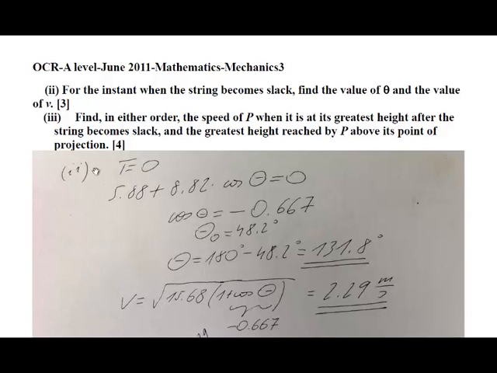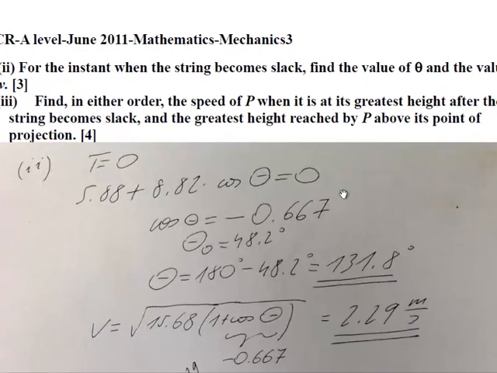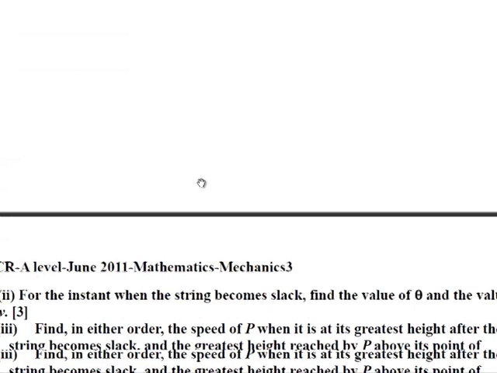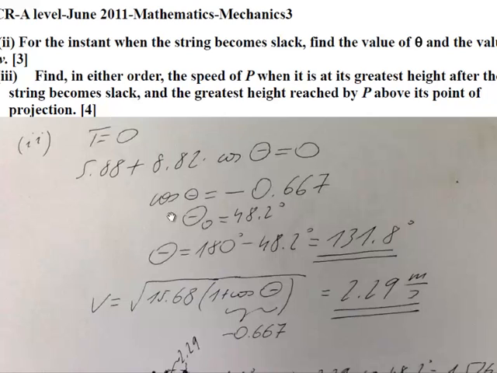So the tension is equal to 0. We use our previous solution, so this is equal to 0. Minus 5.88 and divide by 8.82, we get this equation. This is a trigonometrical equation.